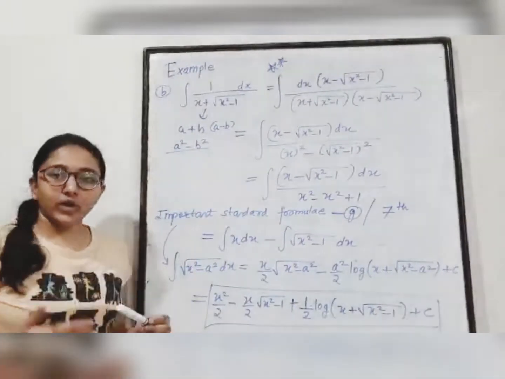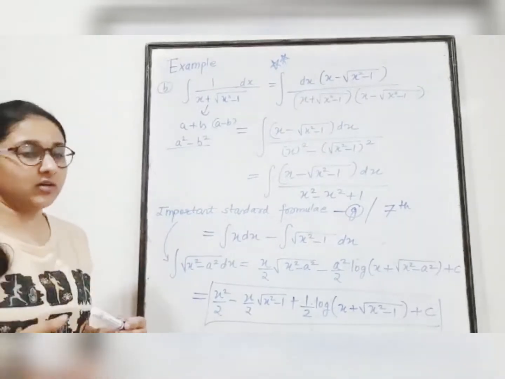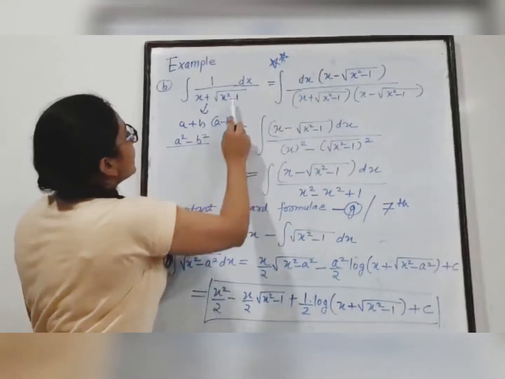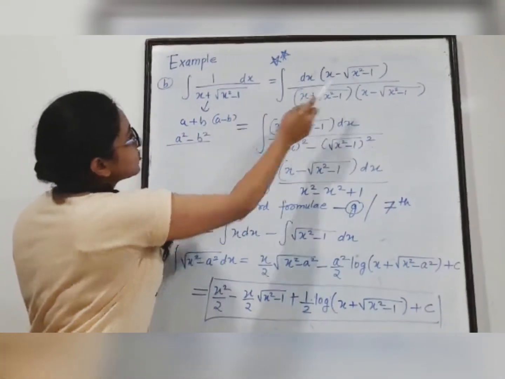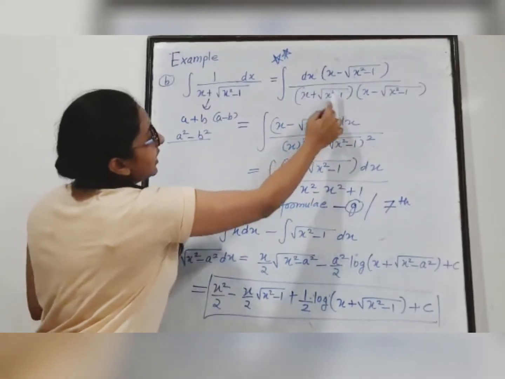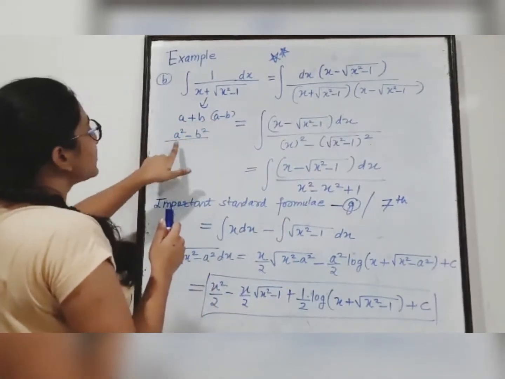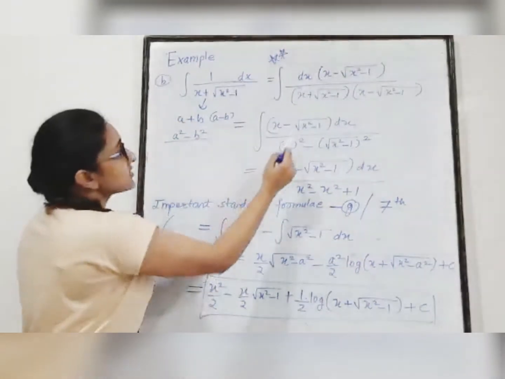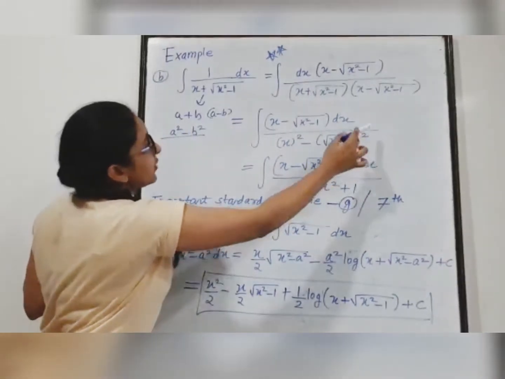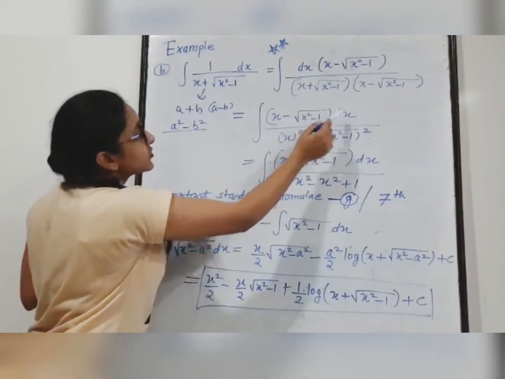If you solve more and more problems, you will eventually find yourself what can be the catch in the question. Now, if I rationalize basically with x minus root over x square minus 1, we get this. Now, this can be seen as a plus b in the first bracket, and a minus b in the second bracket. So a plus b into a minus b is a square minus b square. So a square, that is x square, minus b square, that is root over x square minus 1 whole square. And in the numerator, we have x minus root over x square minus 1 dx.